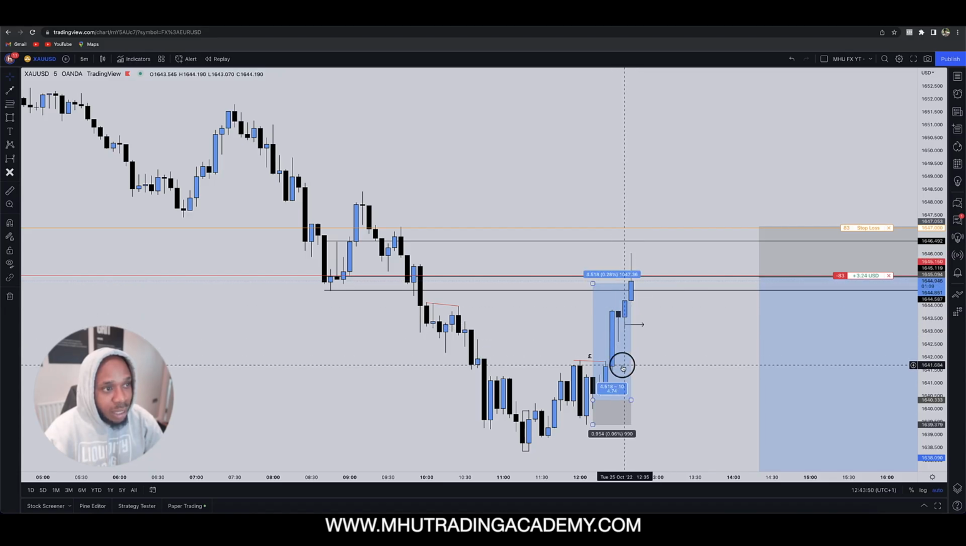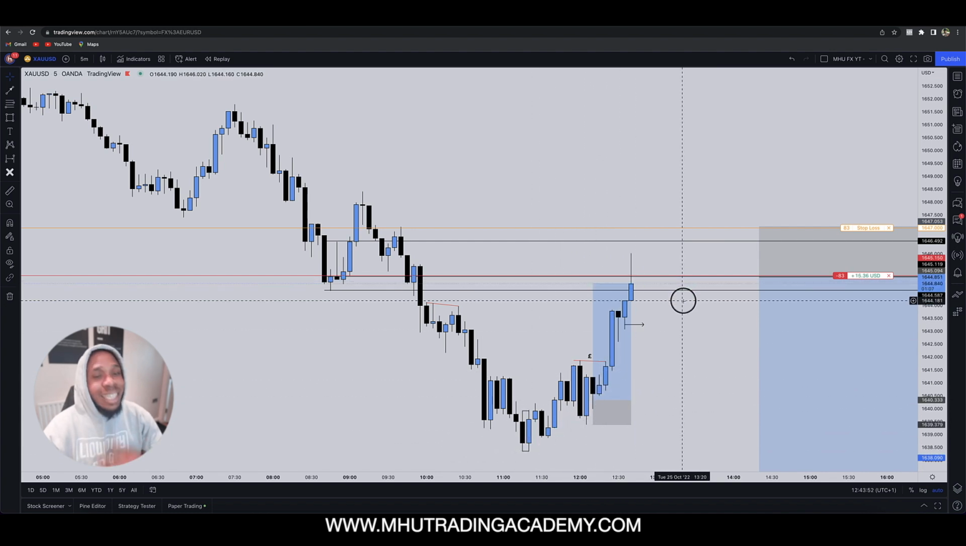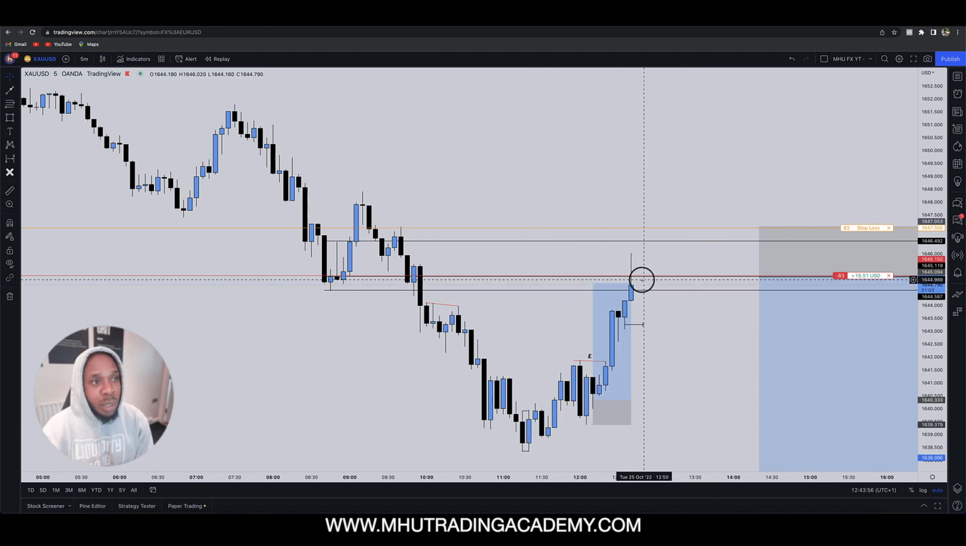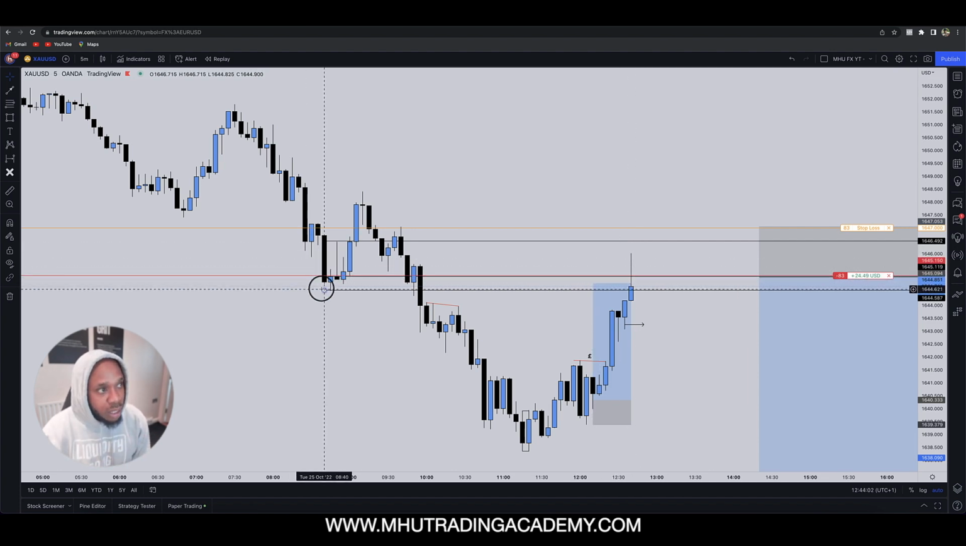We run this low. We're taking out all these other lows. And if you are a scalper looking to be in and out of the markets real quick, you would take your entry from somewhere within this institutional candle.